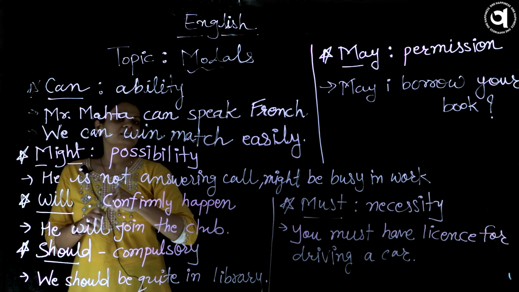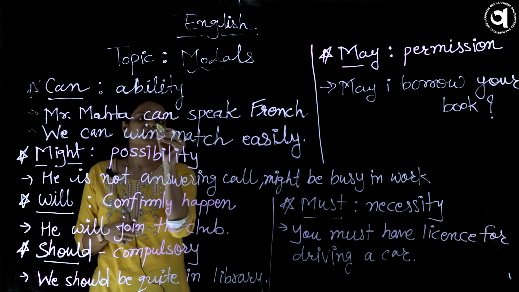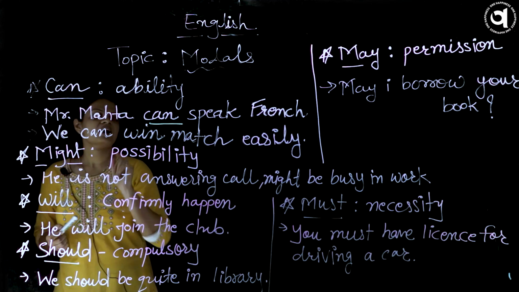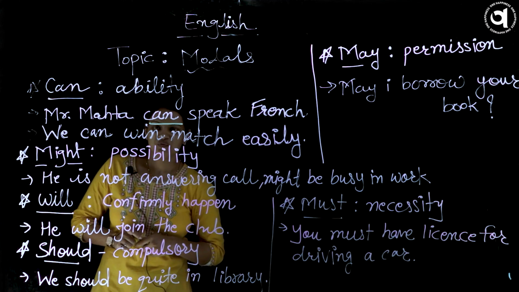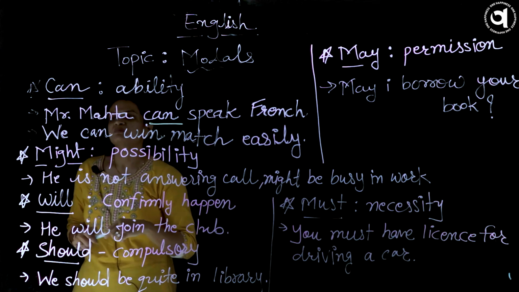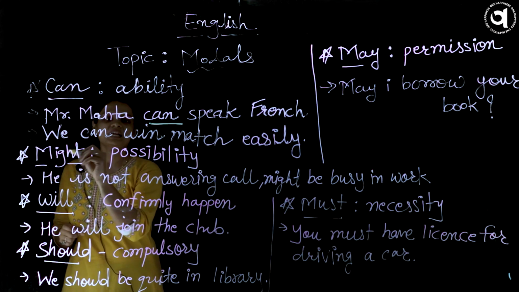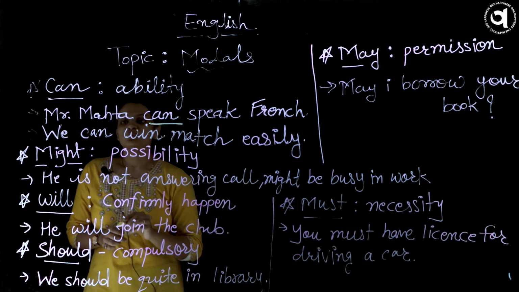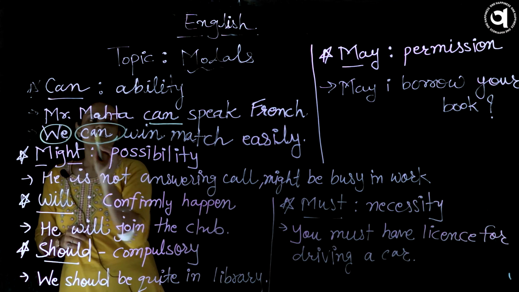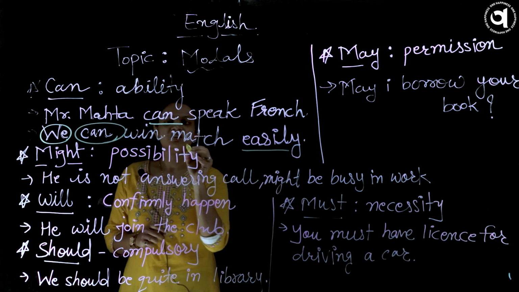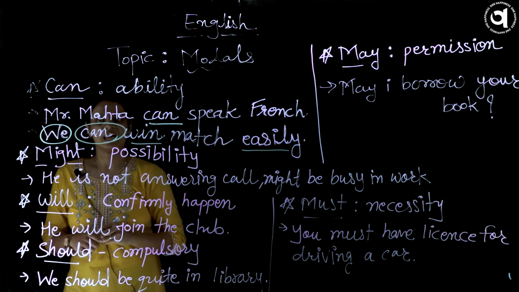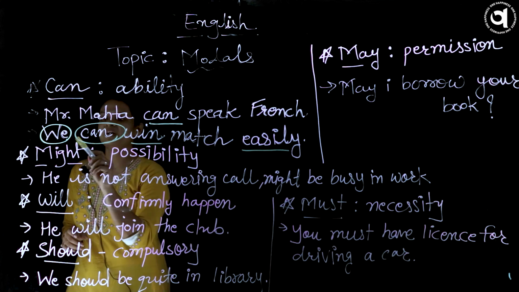Mr. Mehta can speak French. By this sentence, we can conclude that Mr. Mehta is able to speak French. So the word can is showing us the ability of Mr. Mehta. Same as, we can win the match easily. Here we are showing that the team is easily able to win the match. So we conclude this by the word can, which shows the ability of that team.